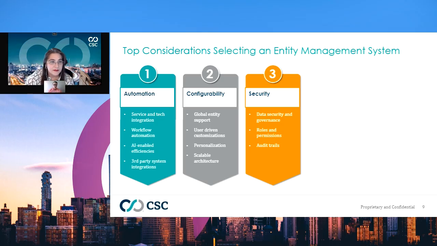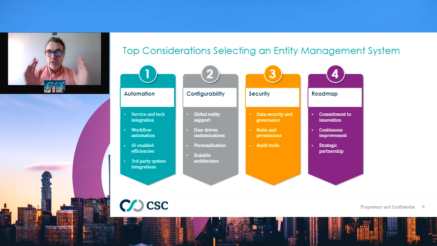Absolutely. And so the next one that we'll talk about is what we're calling a roadmap. Essentially, and Andrea touched on this a little bit, the data that you're tracking tomorrow might look a little bit different than the data that you're tracking today. So, fundamentally, as you are evaluating a provider's entity management solution, I think it would be incumbent upon you to say, what have you built lately? What have you done for me lately?